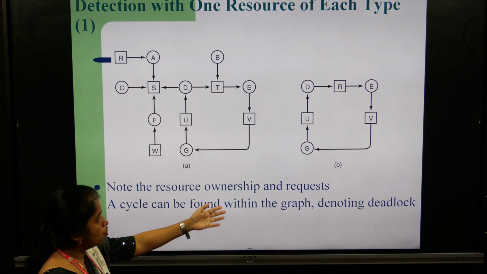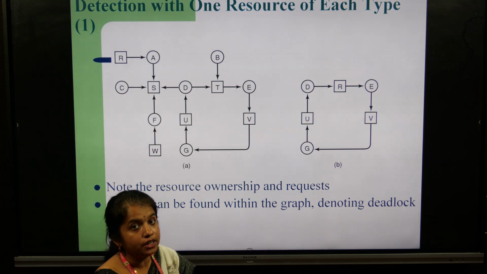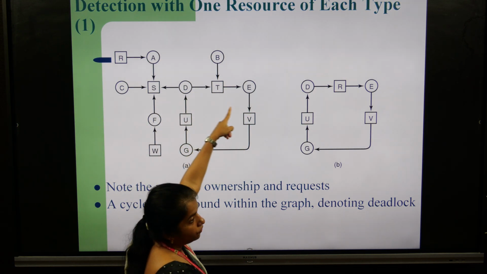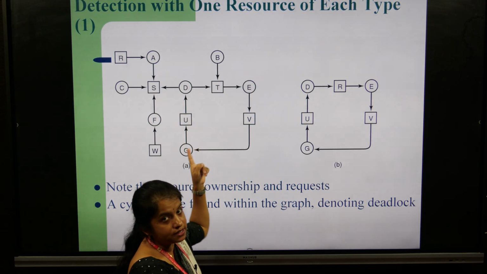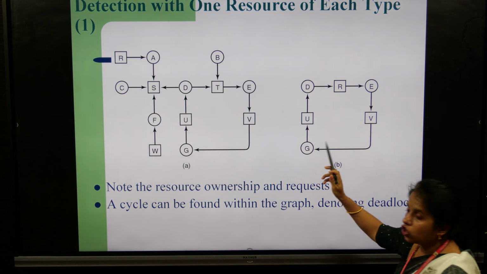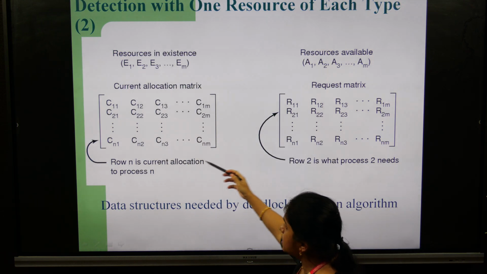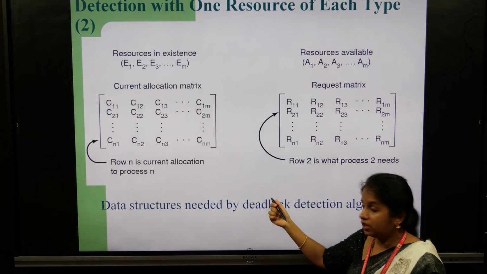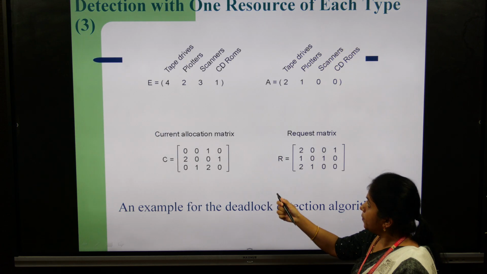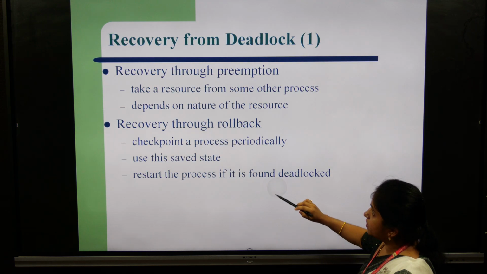Here is one more thing. Note that the resource ownerships and request cycle can be found within the graph, denoting deadlock. Here you can find a cycle in a directed graph. That means it denotes that there is a deadlock. Here in condition B also we have a deadlock situation. This is a matrix. Deadlock detection can also be done by a matrix: the current allocation matrix and the request matrix.